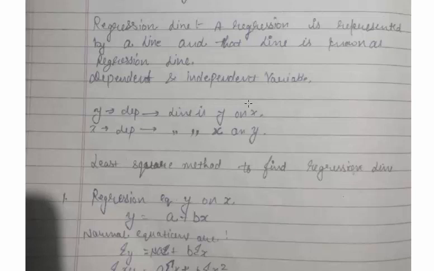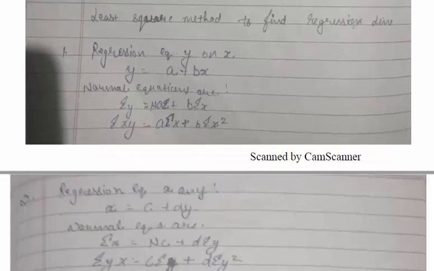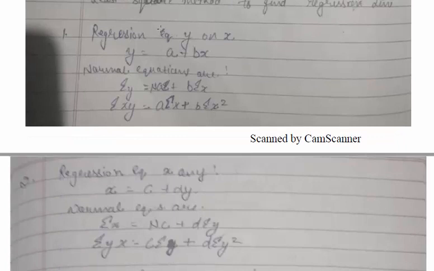Now, first we discuss the least square method to find a regression line. So, the regression line by least square method. Firstly, we write the regression equation of y on x. Regression equation of y on x is y equals a plus bx. And because here there are two constants a and b, to find the values of a and b, we require two normal equations.